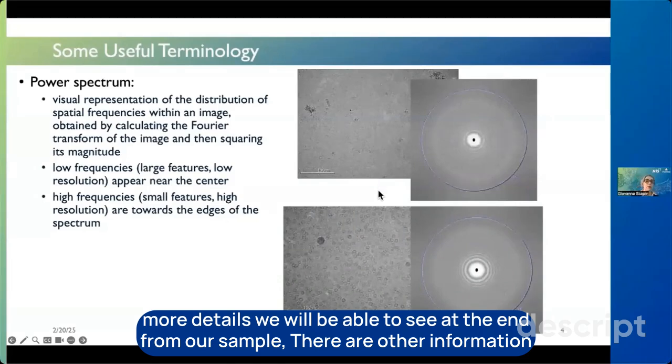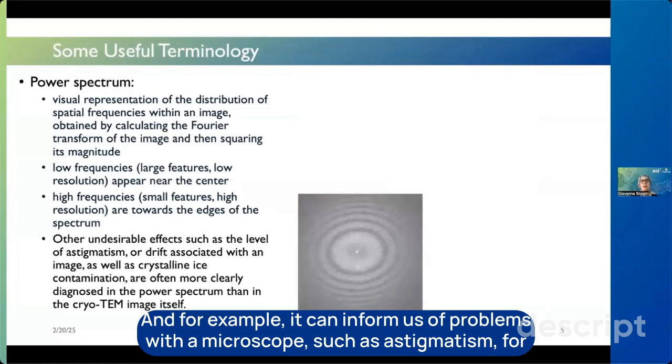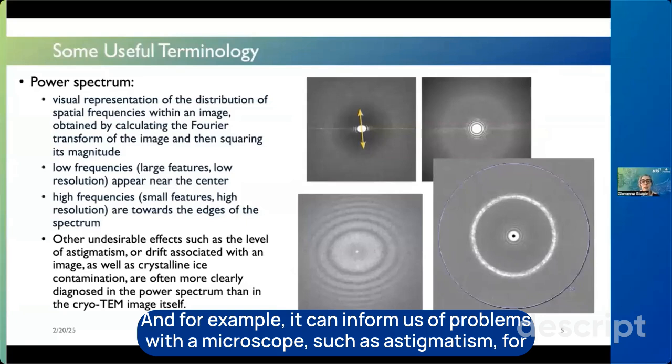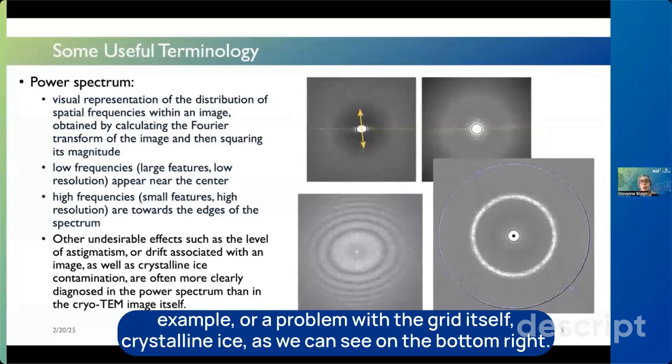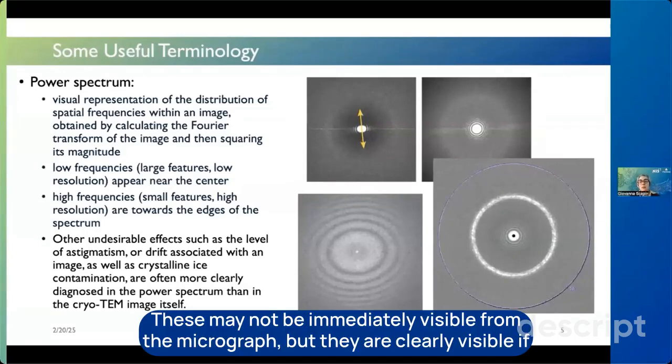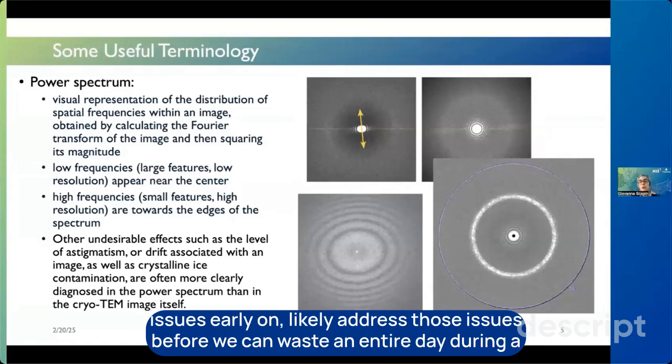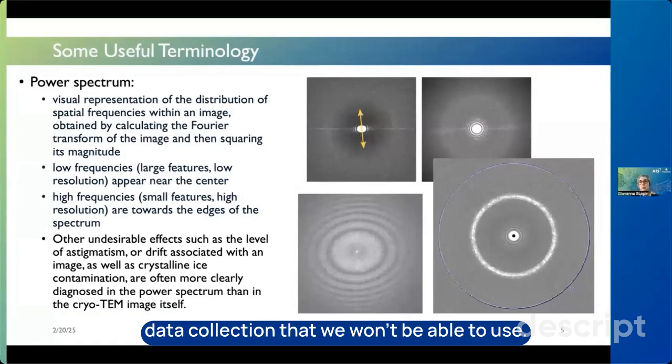There is other information that the power spectrum can provide us. For example, it can inform us of problems with the microscope, such as astigmatism, or problems with the grid itself, such as crystalline ice, as we can see on the bottom right. These may not be immediately visible from the micrograph, but they are clearly visible if you look at the power spectra. And monitoring these images can really help us identify issues early on and likely address them before we waste an entire day during a data collection that we won't be able to use.